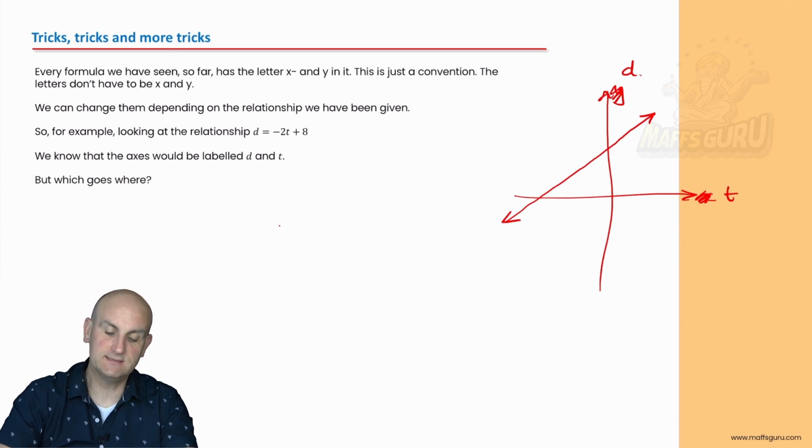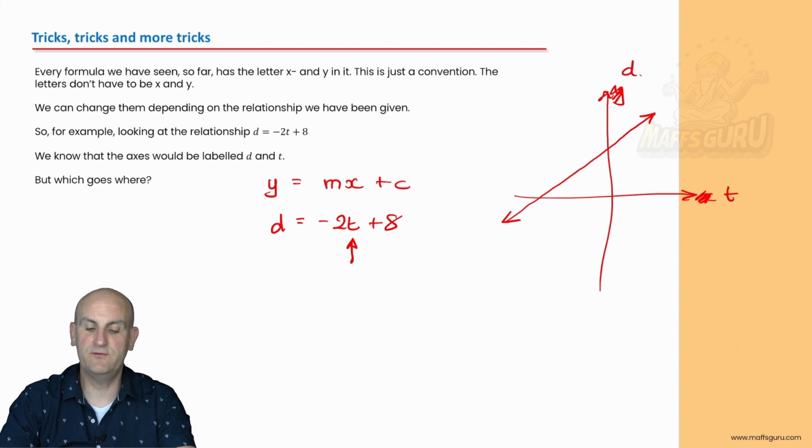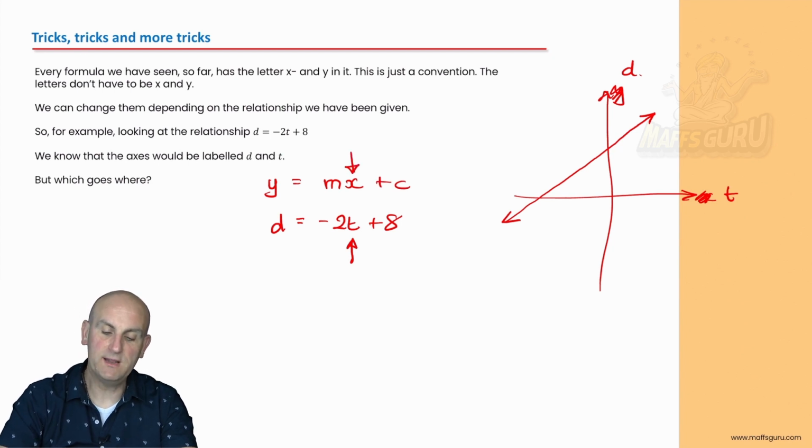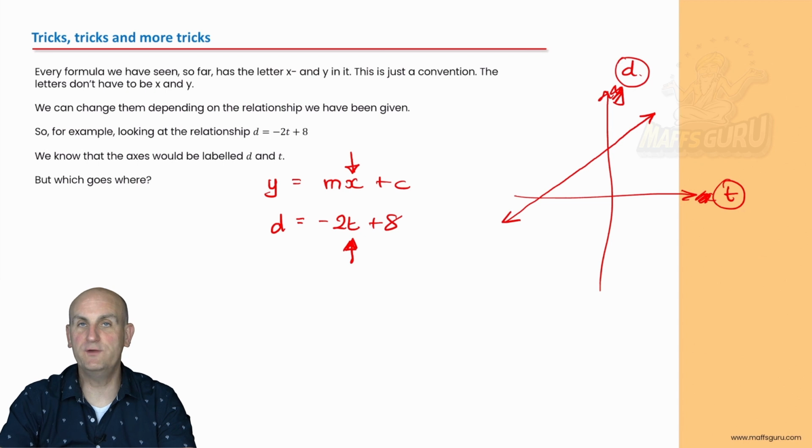All right, so for example, as I say here, if I had d is equal to minus 2t plus 8, this t here, if you go back to the general equation of y equals some value times x plus some other value, whatever's in place of the x is the letter that goes on the axis. So there we go, the x becomes a t. In this situation, the y became a d. And now I could just put my information in there, solve it, and find my straight line.